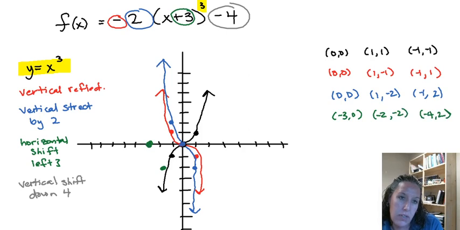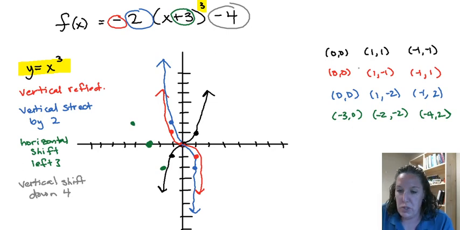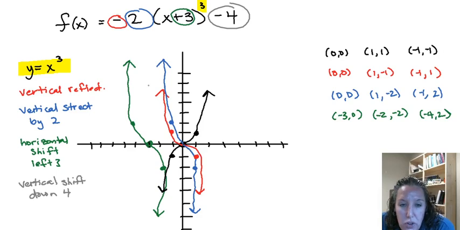Graphing with my pen here where I can't see as well is not the ideal solution. All right, notice how that green curve looks just like our blue curve, but shifted to the left 3. And our last transformation here is we're going to go down 4.